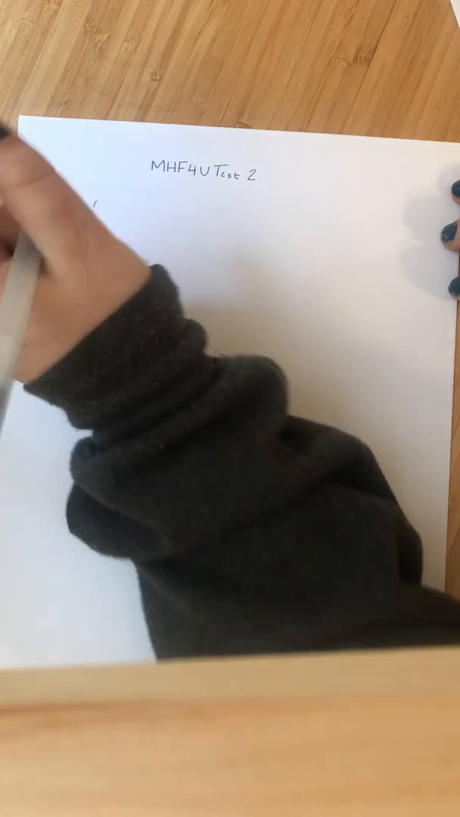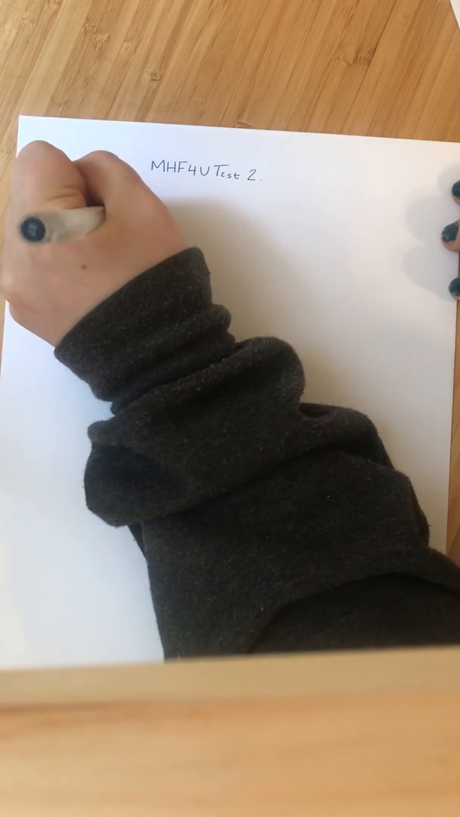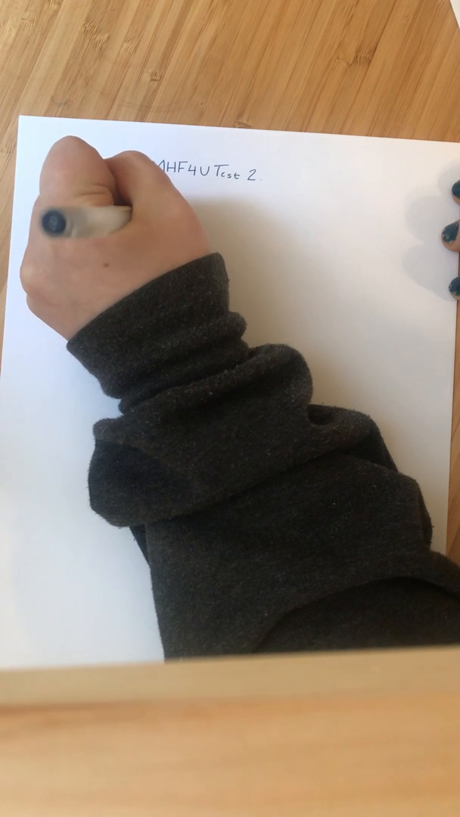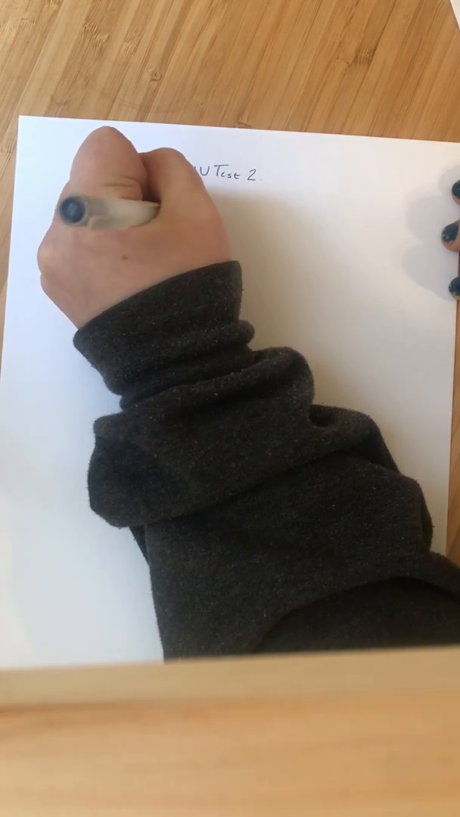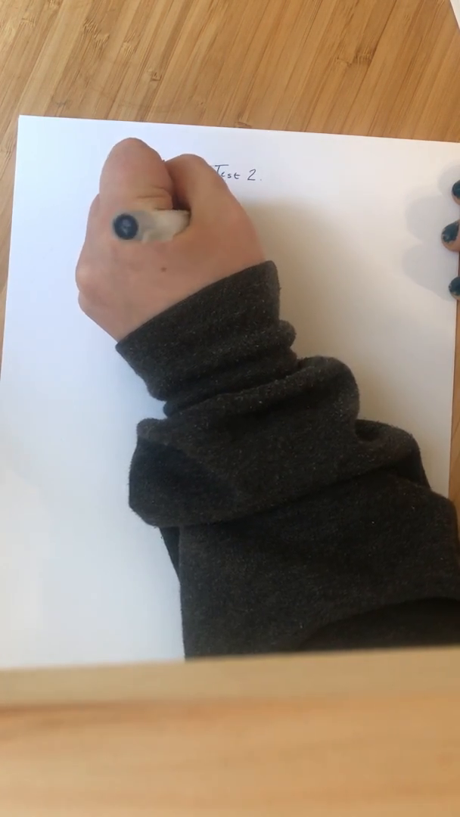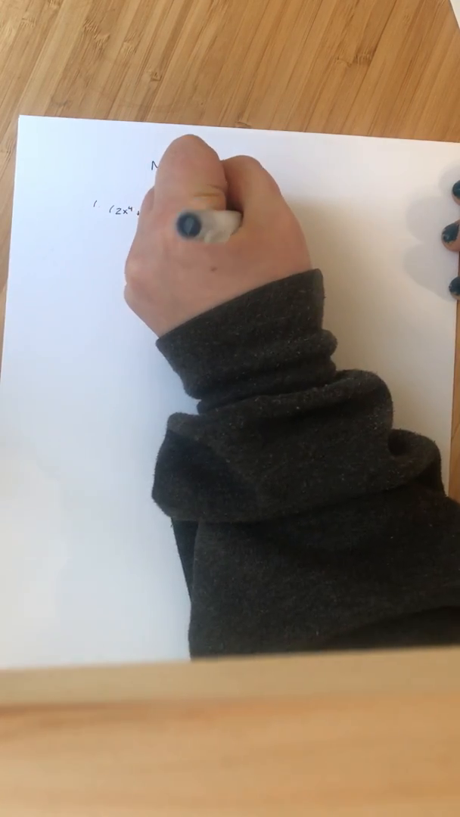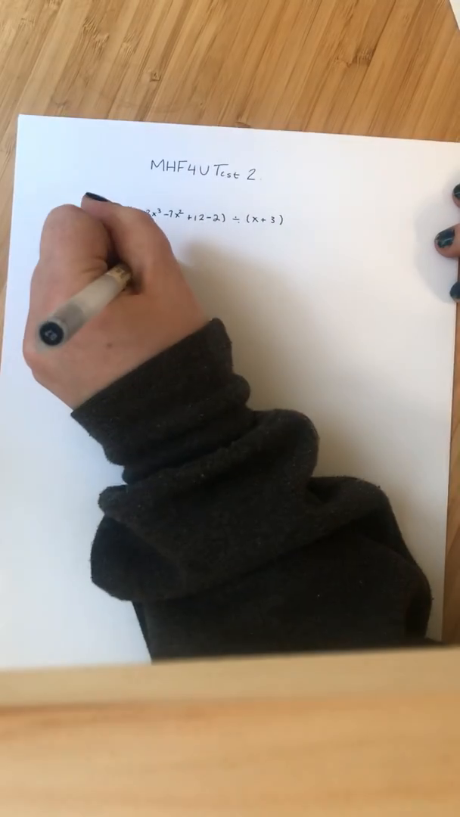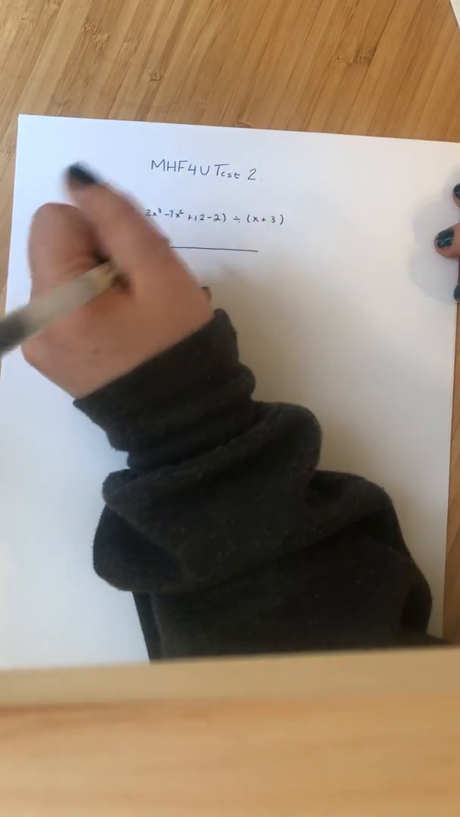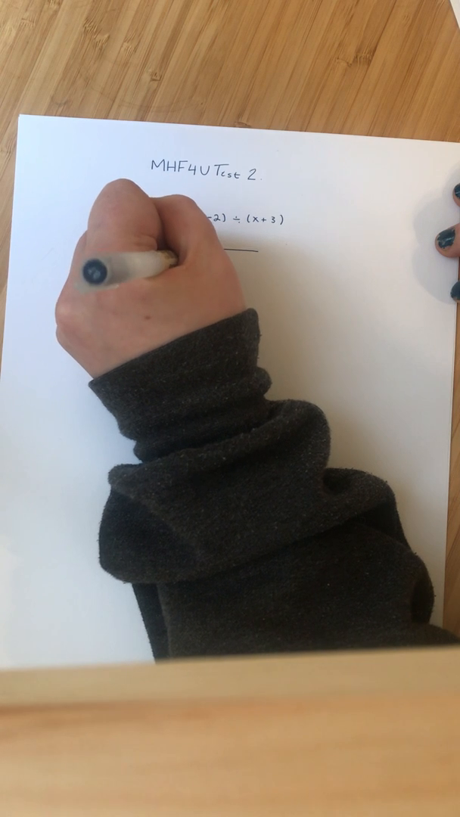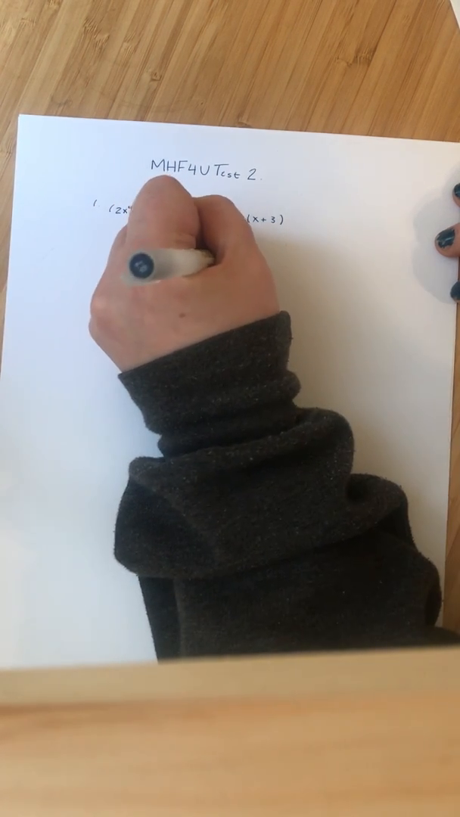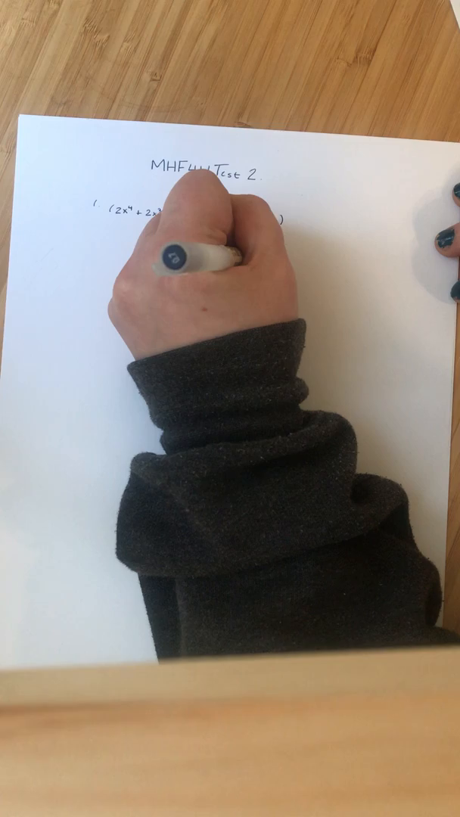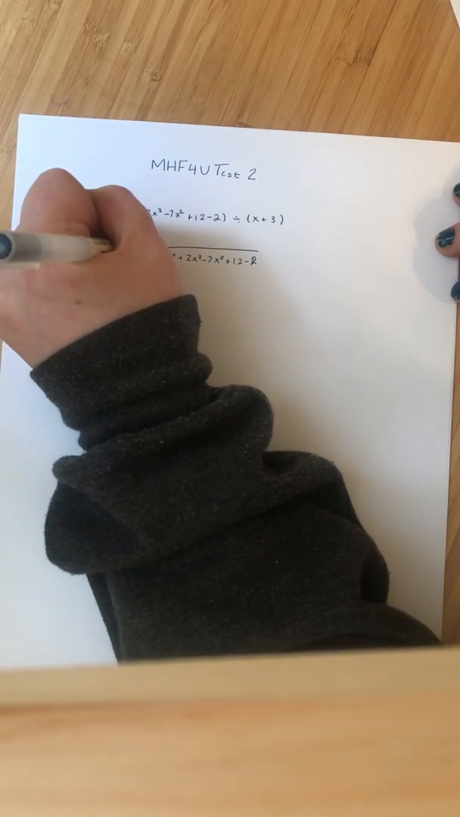We're going to take up the questions from the Chapter 2 test. So the first question was a polynomial division of 2x to the power of 4 plus 2x^3 minus 7x^2 plus 12x minus 2 divided by x plus 3. So just going to do a long division.